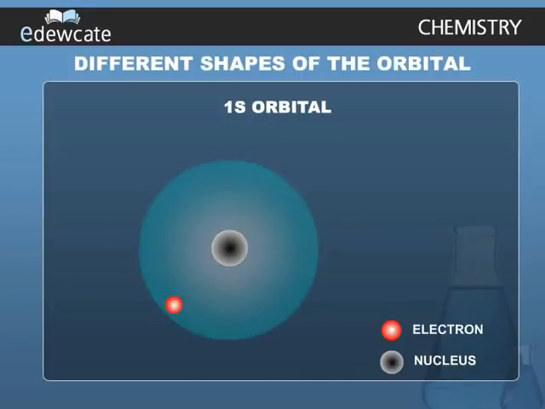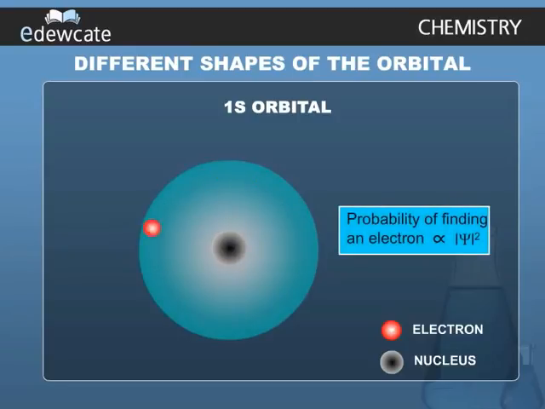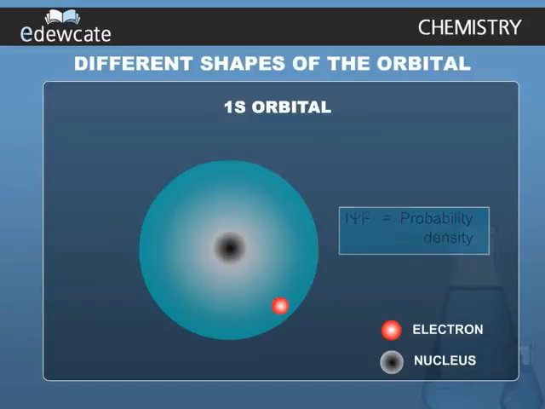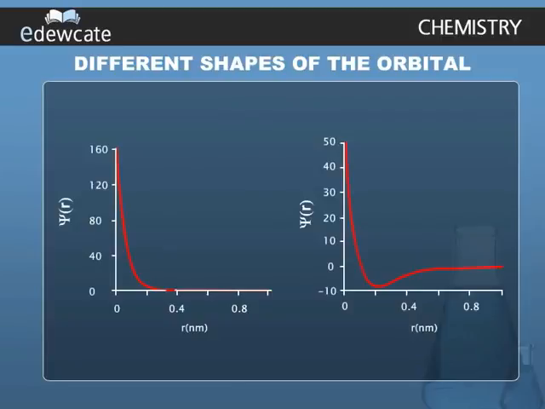The orbital wave function, or psi, of an electron in an atom has no physical meaning. It is simply a mathematical function of the coordinates of the electron. However, for different orbitals, the plots of the corresponding wave function as a function of r, which is the radius or the distance from the nucleus, are different.